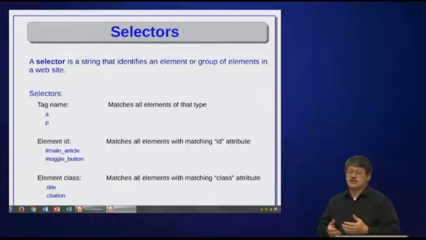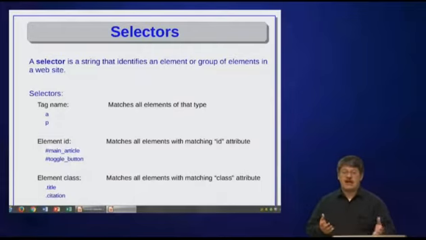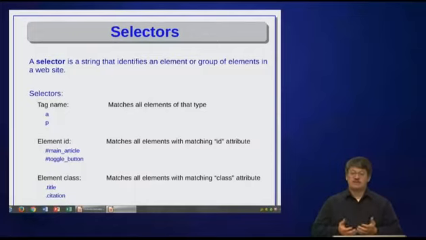We can also match against the class attribute. The class selector starts with a dot, a period. And so for example, if I select against dot title, that will match all elements whose class attribute is set to title. I can also say dot citation, and that would be a selector that matches all elements whose class is set to citation. It turns out you can actually combine multiple classes together, and you can say this element is in both of these classes. And I'll show you in a minute how you can select for that.